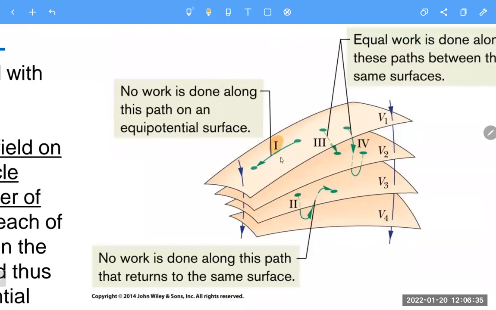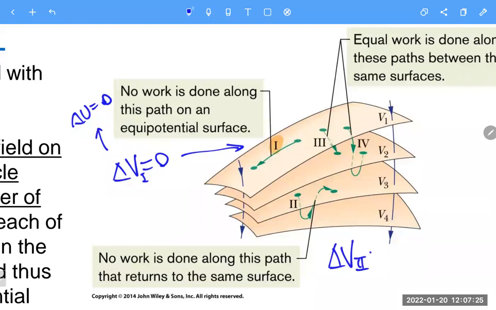So there is no work, because delta V is zero for path 1. We don't need to do any work because delta V is zero, then delta U is zero, so W equals negative delta U is also zero. For path 2, the starting point is on the V3 surface and the end point is also on the V3 surface. But here the path is not actually on the V3 surface. It goes out to V4 and then goes back. But we still consider delta V to be zero here.